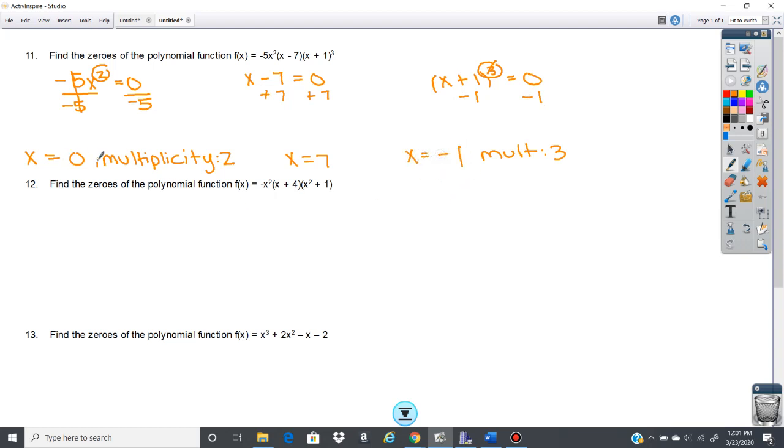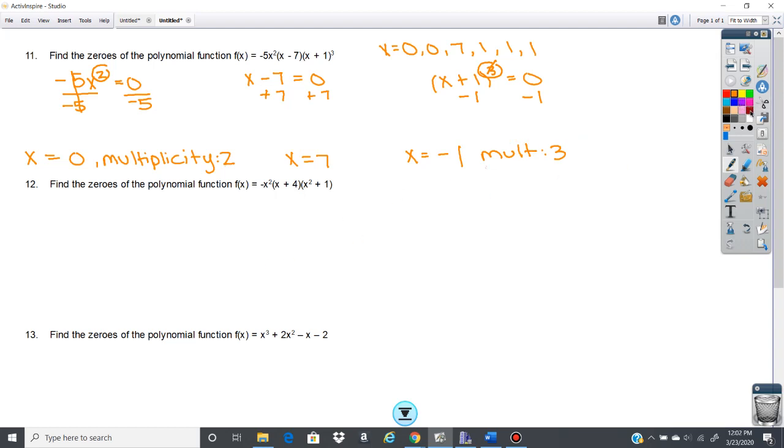So your answer is x equals 0 with a multiplicity of 2, x equals 7, x equals negative 1 with a multiplicity of 3. If you were to write it out the long way, you would have x equals 0, 0, 7, negative 1, negative 1, negative 1. So there are technically 6 zeros here. Just these have a multiplicity. We use the term multiplicity to say that they happen more than once.